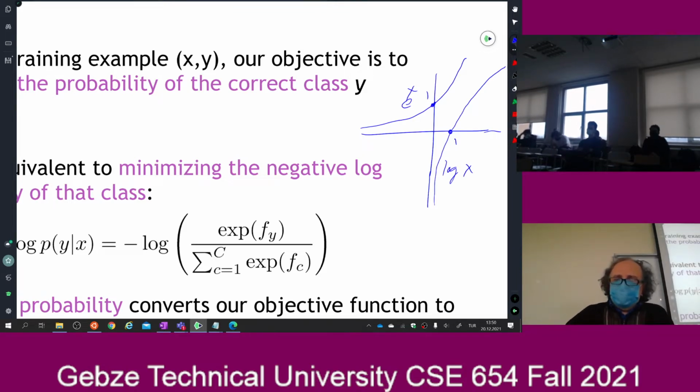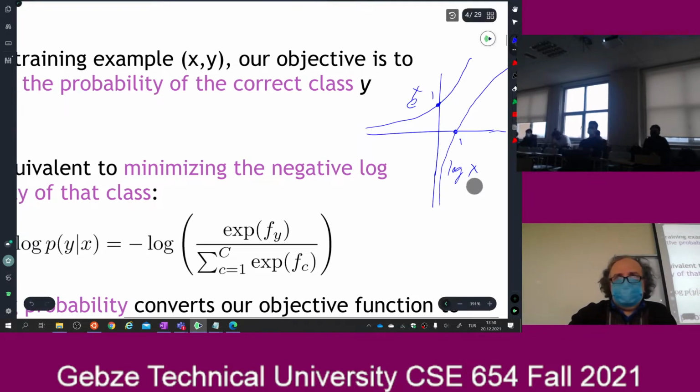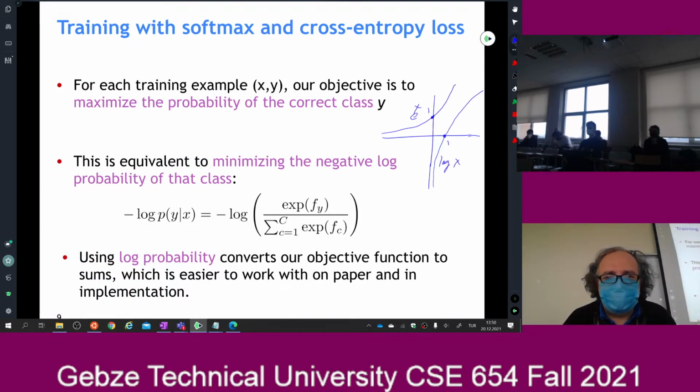We know this, and this log doesn't work for some values. You don't take the logarithm of negative numbers. It is not defined, and between 0 and 1, it is all negative. After 1, it becomes positive. After a while, it grows very, very slowly. I'm not making these up. These are 200, 500 year old stuff.